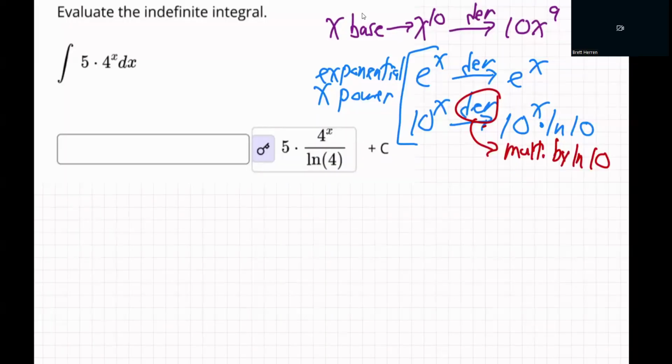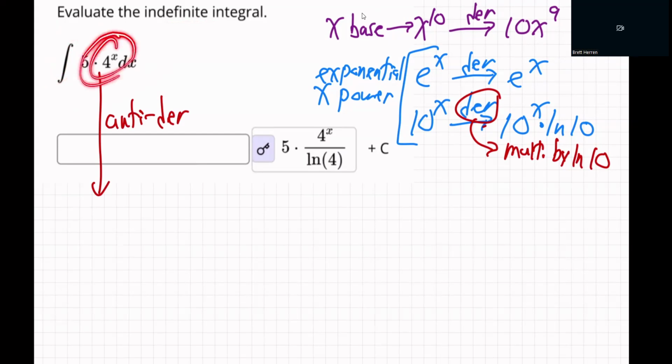Okay, so we're trying to do the integral of 5 times 4 to the x dx. Well, it's the indefinite integral. It's the antiderivative, right? That's what integral means, is antiderivative. We want to do the antiderivative. That was a big discovery of calculus, that integrals are the opposite of derivatives. So integrals are antiderivatives.